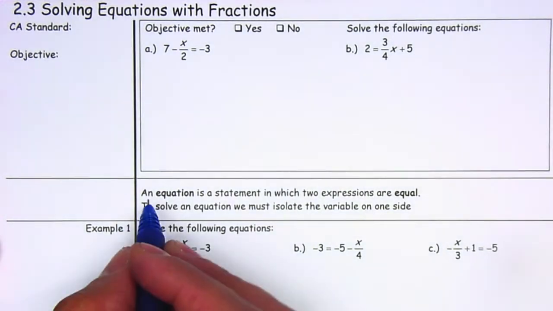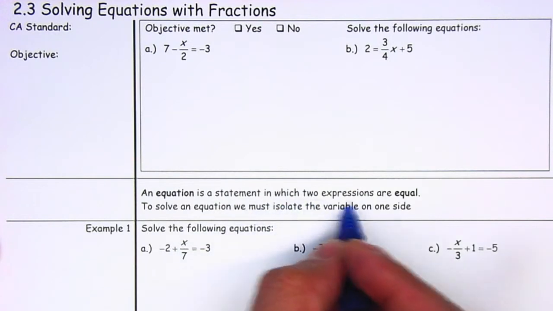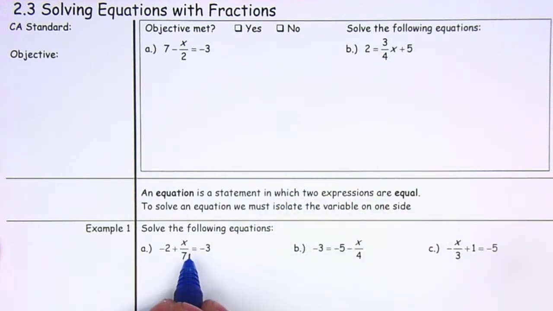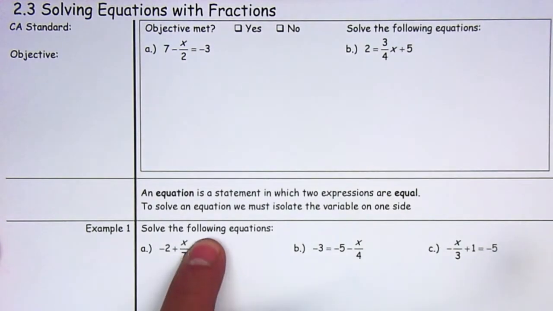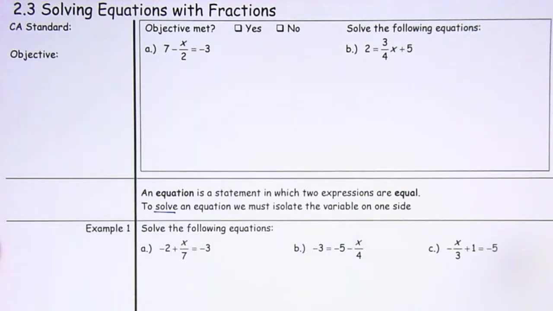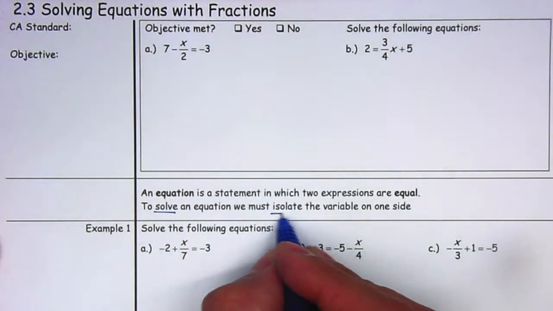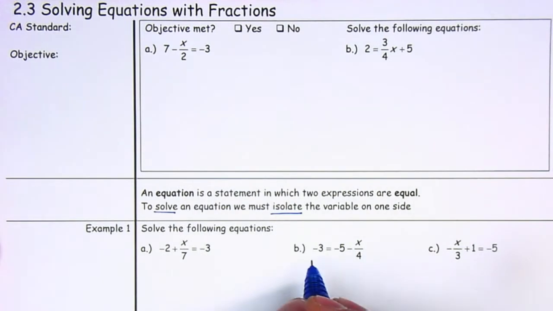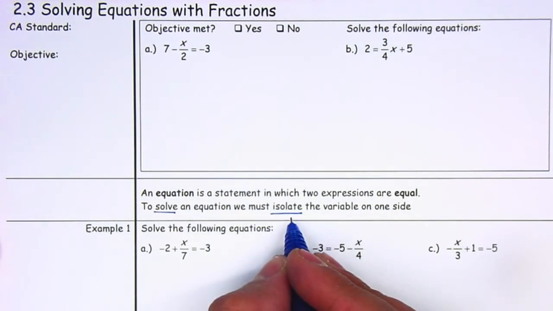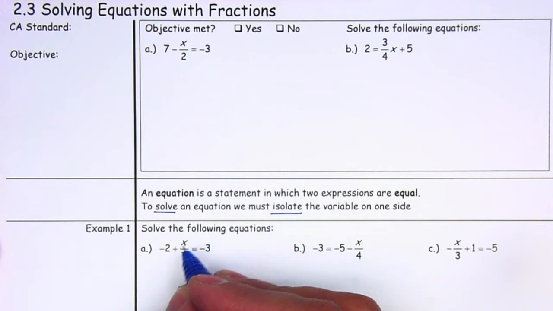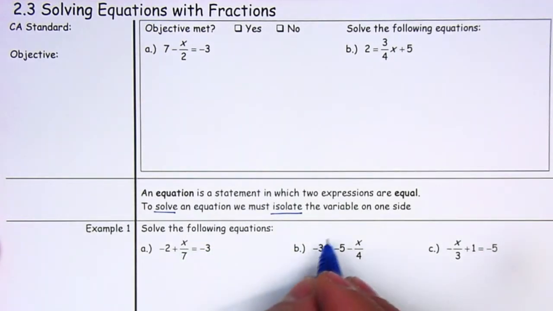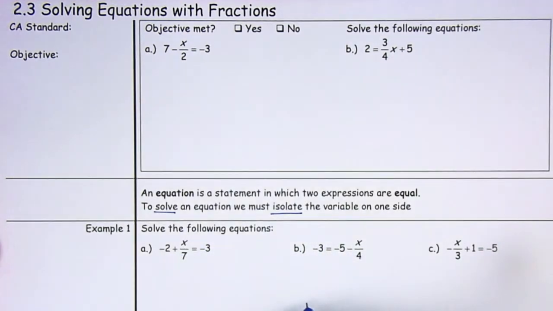But let's review. An equation is a statement in which the two expressions are equal. So if we have an equal sign, we call that an equation. If we don't have an equal sign, we call that an expression. Now, in order to solve an equation, we need to be able to isolate the variable on one side. So we need to isolate, or leave by itself, the x, whether it's on the left-hand side or, in this case, on the right-hand side.